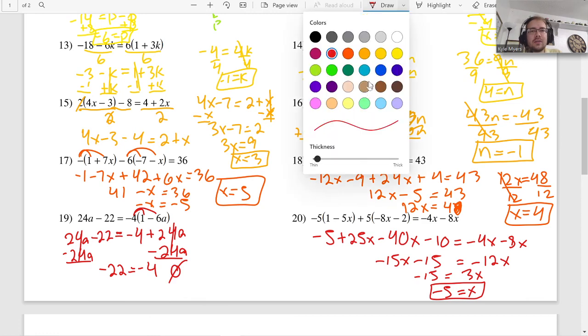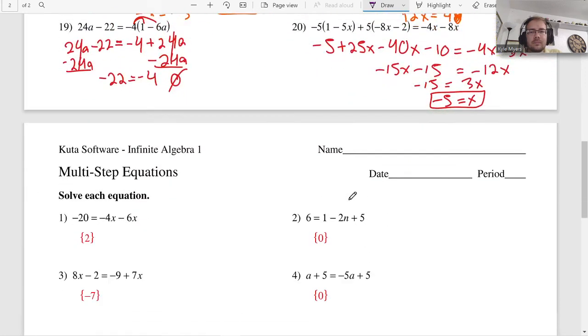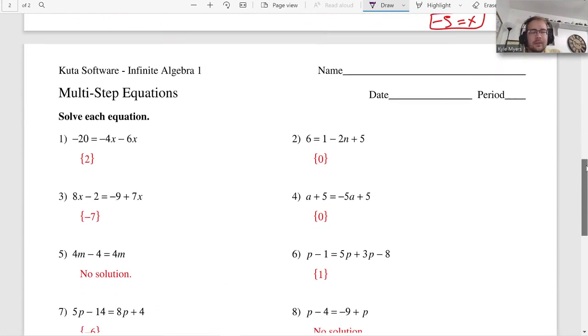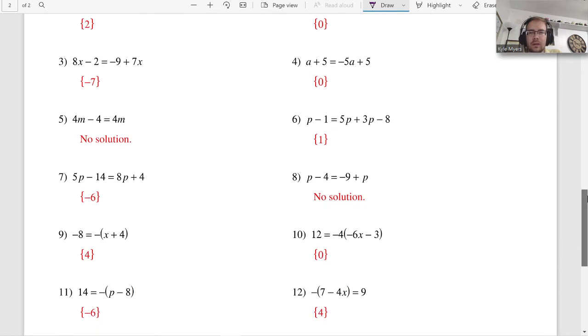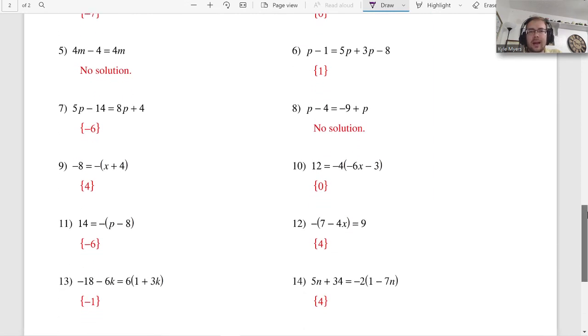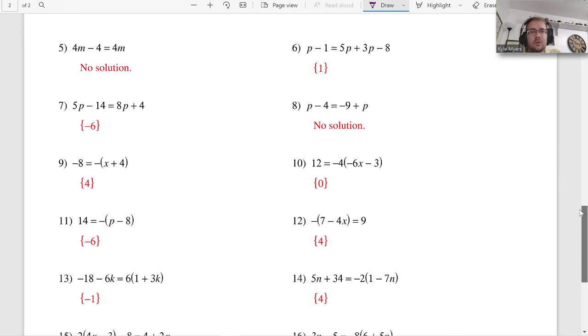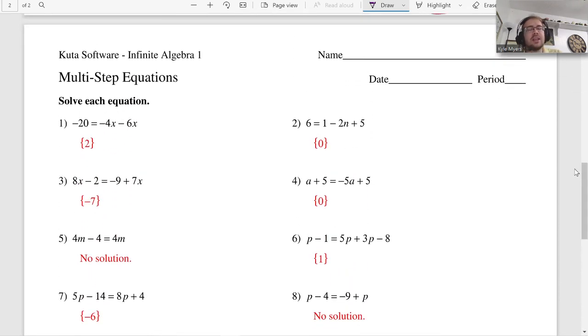Let me go ahead and switch back to another color. Do like a nice purple color here. And you can see the answers right here. So if I missed anything, let me know if I missed a solution. All right, see, so it says no solution, number 5 and number 8 and number 19. But it would say all real solutions if it said something like this.